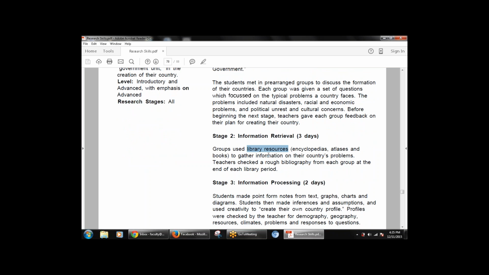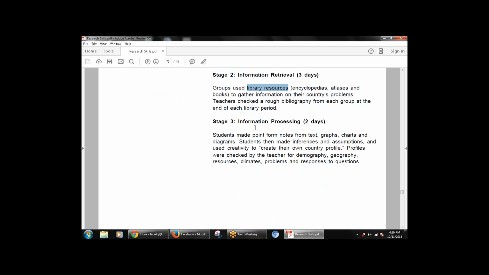So the different groups, each containing various students, use the library resources, the atlas books, the encyclopedia, anything that is used for gathering information on the country's problems. And the teacher also checked a rough bibliography from each group at the end of each library period. That is, at the end of the period, the teacher maintains a bibliography of what they have covered and where they are getting the information from, the atlas, encyclopedia, or the books. That is the information retrieval.